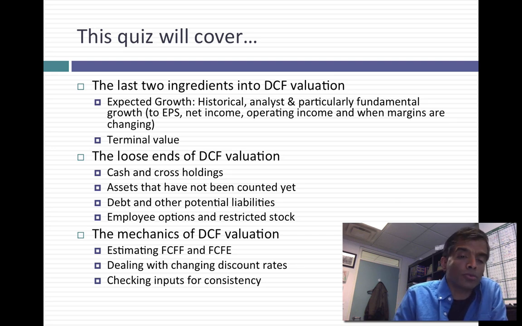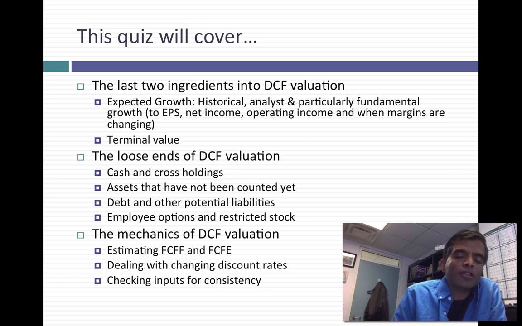What to do about cash? When should you discount cash? When should you attach a premium? What to do about cross holdings, minority and majority holdings? And I mentioned when we were going through it that this is the place where a lot of people trip up. It's easy to get mixed up on what to add, what to subtract, what to ignore. So I'll go through that process.